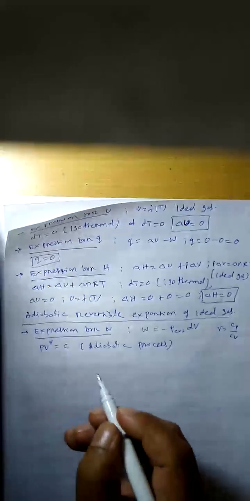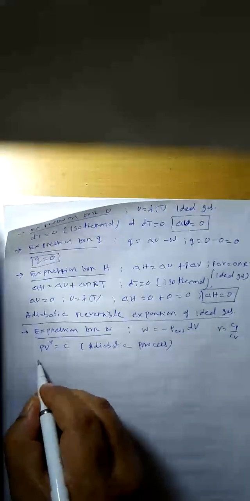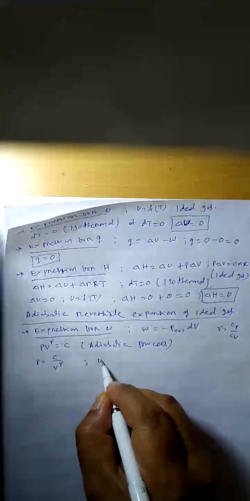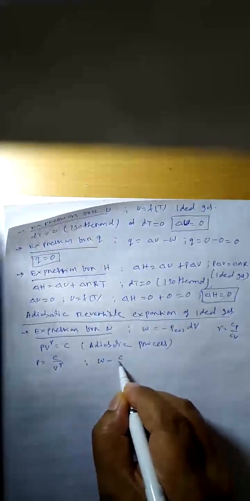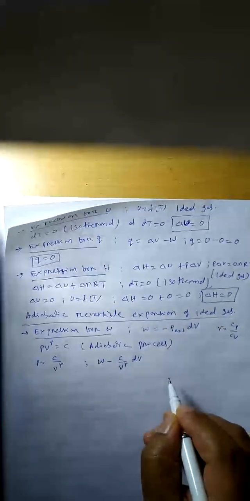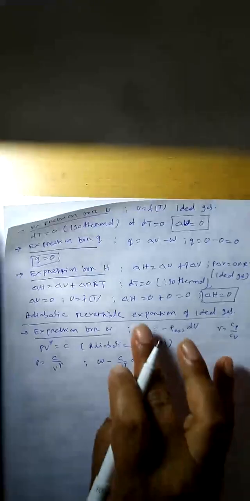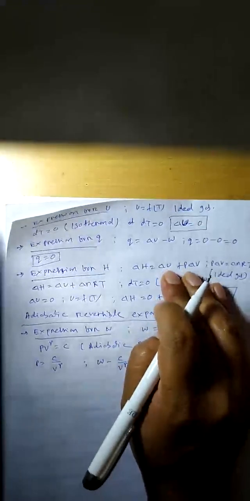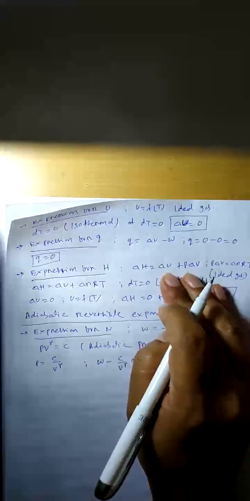Then in adiabatic, what do we do? Now P is equal to C V to the power minus gamma. Substitute this value of P in this equation. We get W is equal to minus C V to the power minus gamma dV. Now the volume undergoes expansion from V1 to V2 adiabatically.